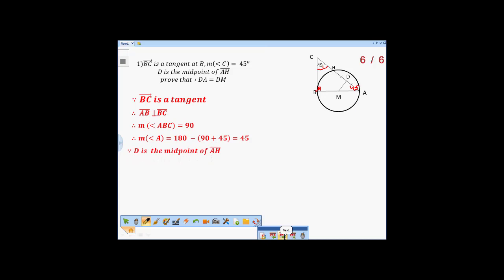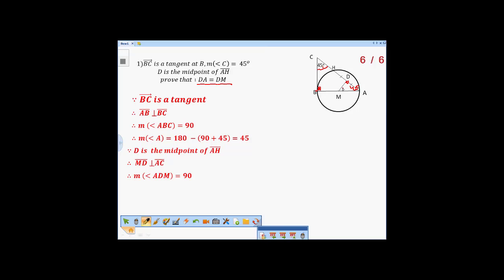After that, we know that D is the midpoint of AH. And we said before, if I have a midpoint, it means MD is perpendicular. It means the measure of angle MDA is equal to 90 degrees, or ADM equals 90. Remember that I want to prove that DA is equal to DM. It means DA equals DM. So I need to find the measure of this angle.